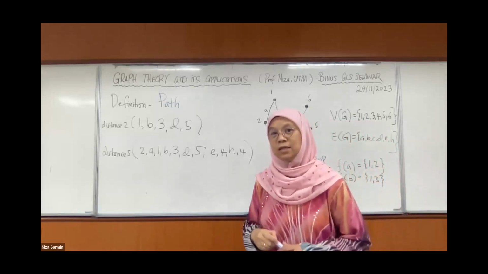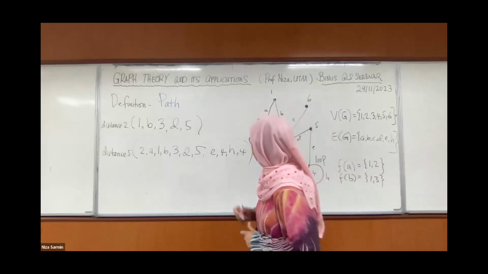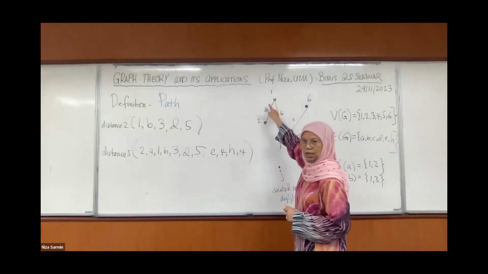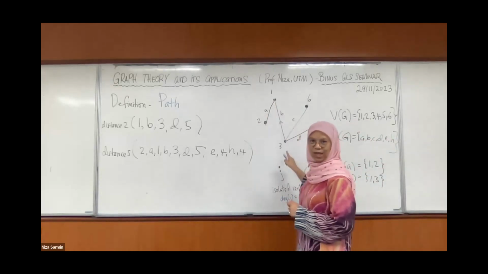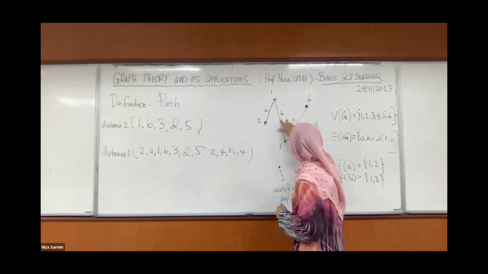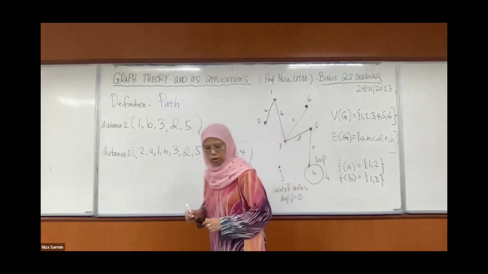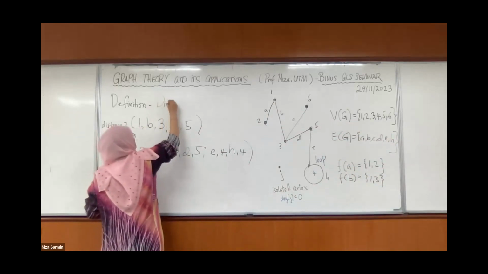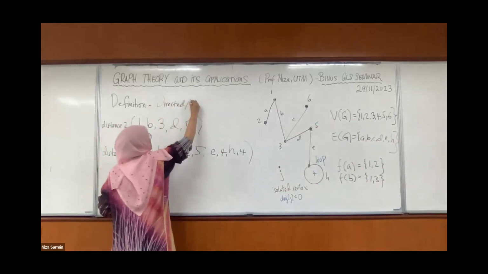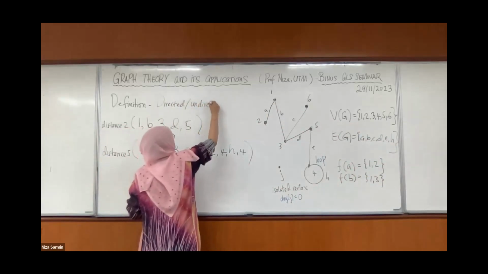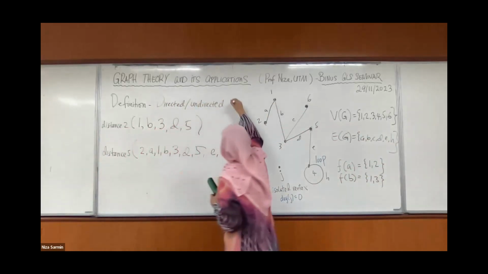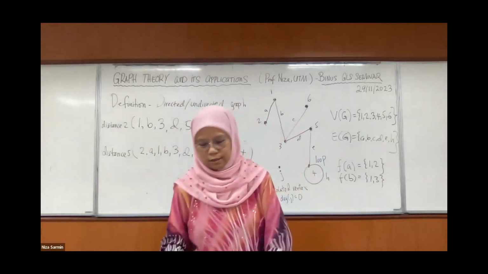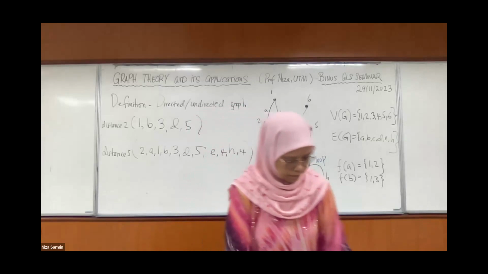This is an undirected graph. If you have a directed graph like this, you can go only this way, not this way. So you can also have directed or undirected graphs.